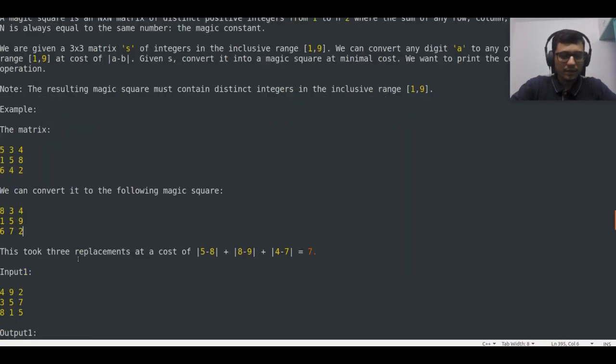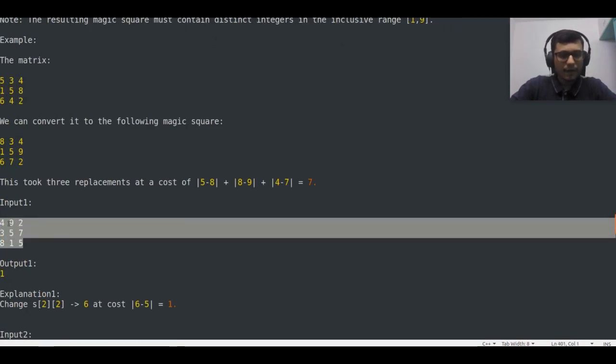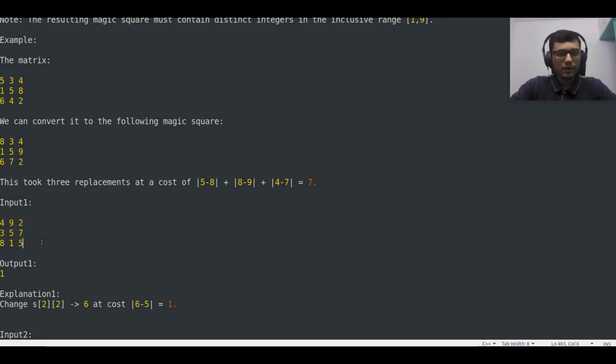Now let us look into a few more examples. Consider this input matrix. We want to convert it into a magic square at minimal cost. Let us look at how we can do that. First, let us verify whether it's a magic square or not. It's not, right? Because the sum of values in the second row is 7 plus 3 plus 5, which is 15, and the sum of values in the third row is 8 plus 1 plus 5, which is 14. Both of them are not equal, so it is not a magic square.